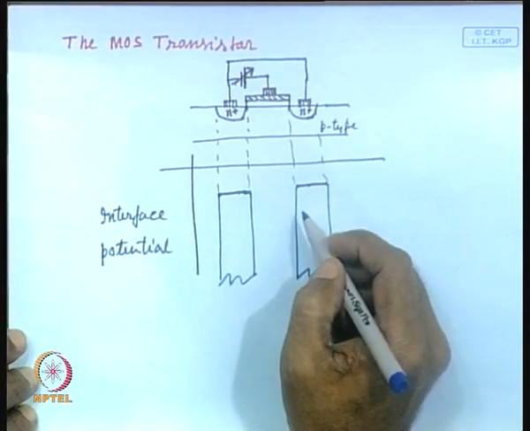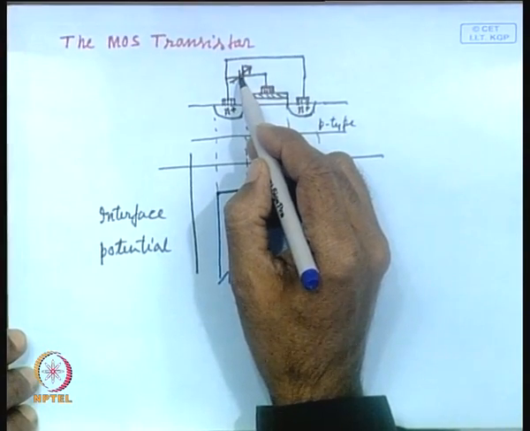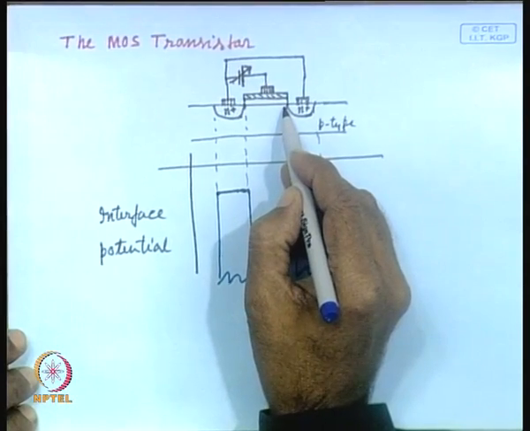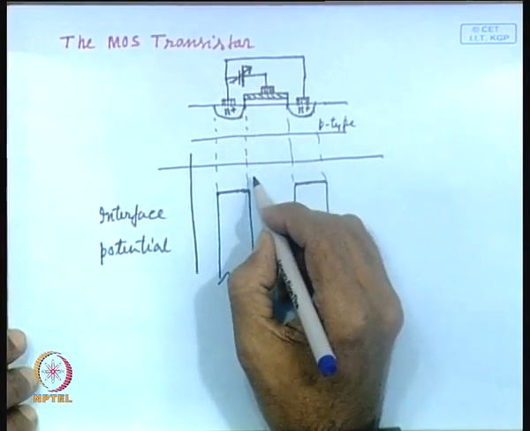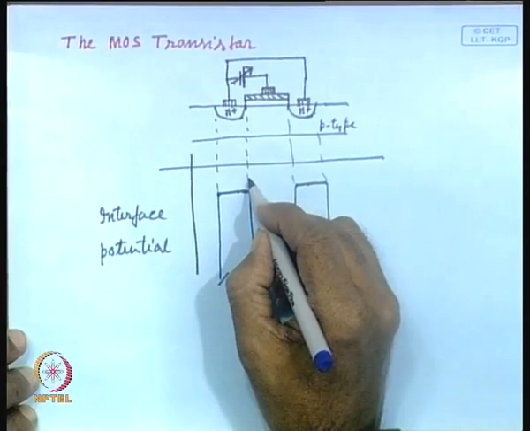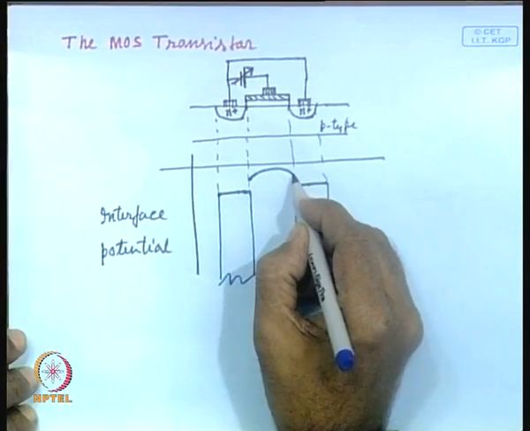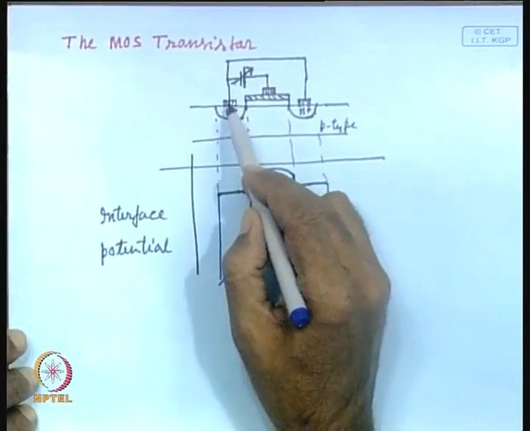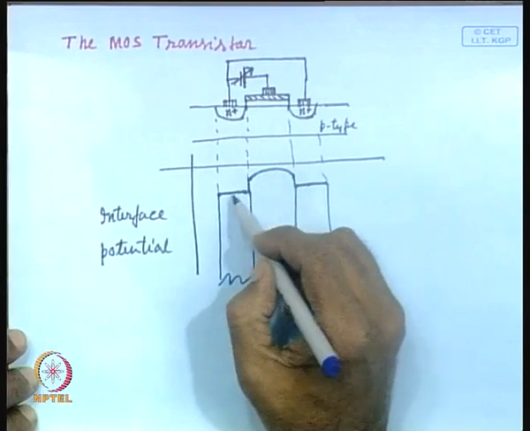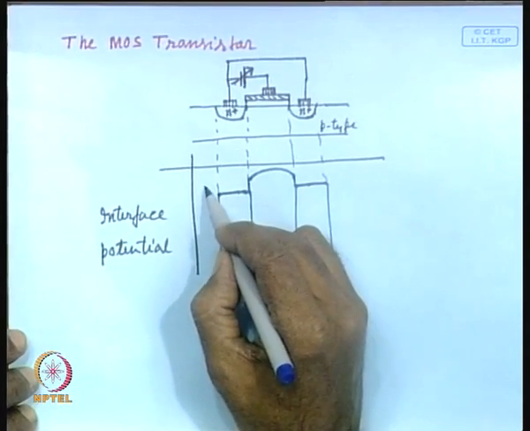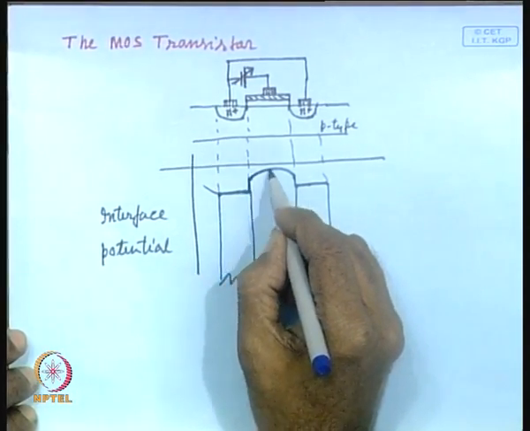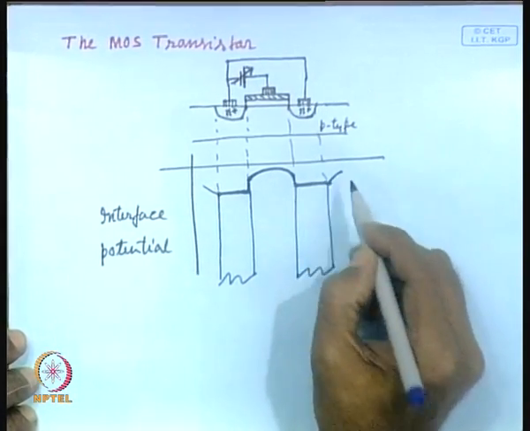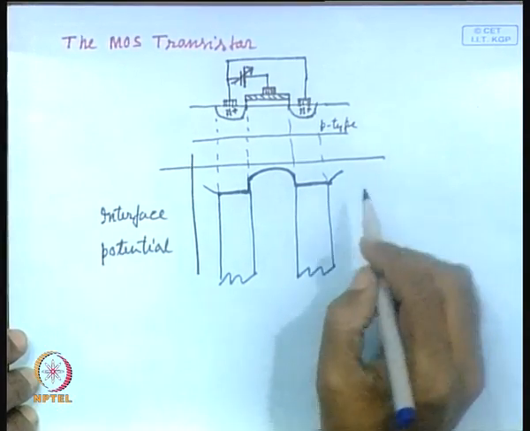In the middle portion, whenever this voltage is 0, obviously there is no electron present here, and the potential will be somewhere here. So, you can see the potential distribution in the gate region is somewhat like this. It will be somewhat like this.